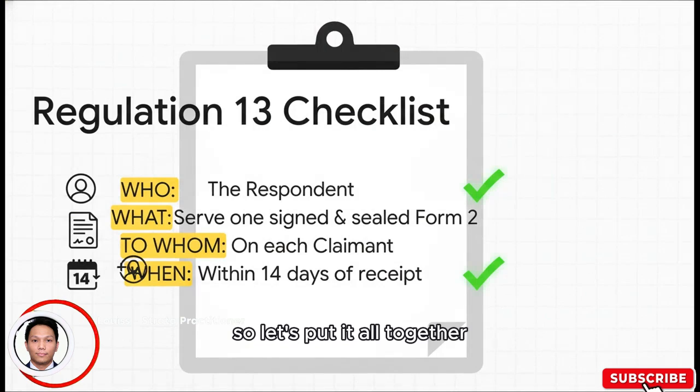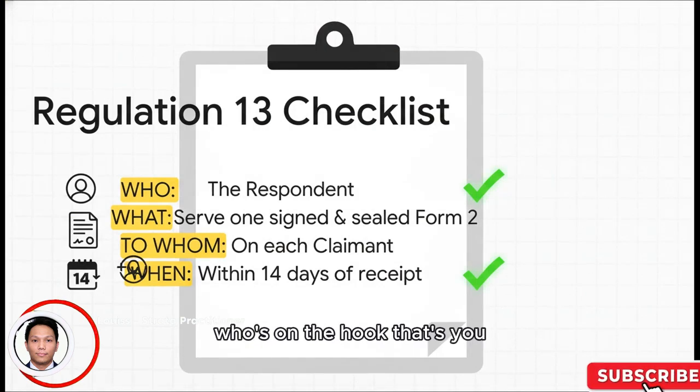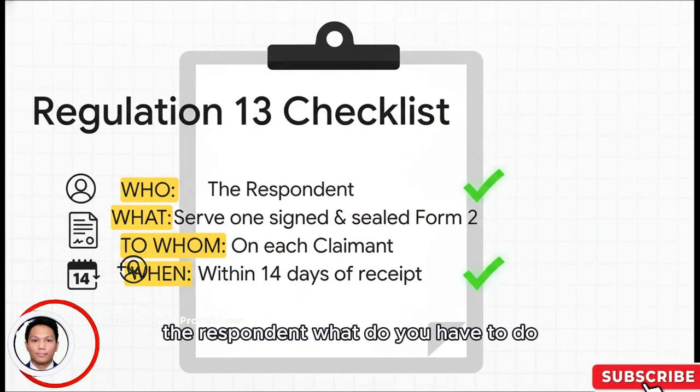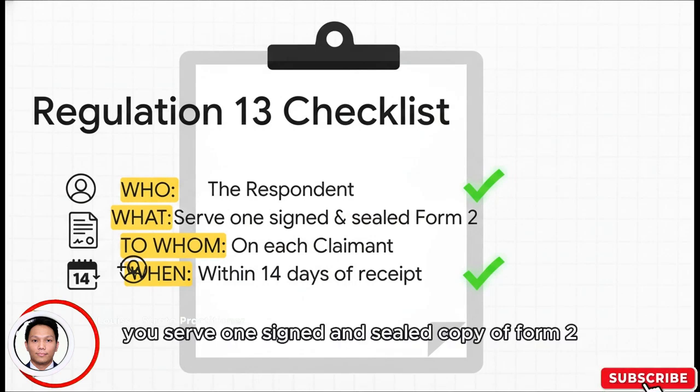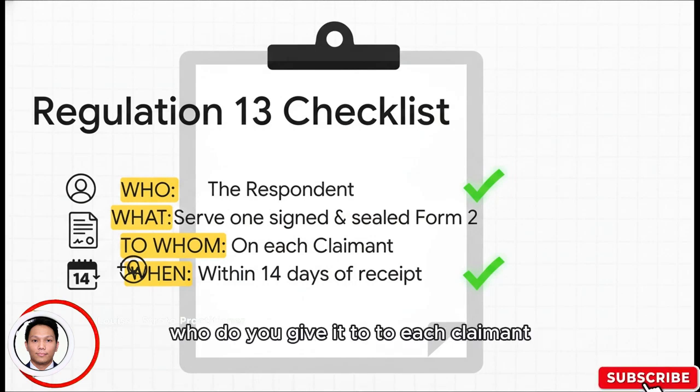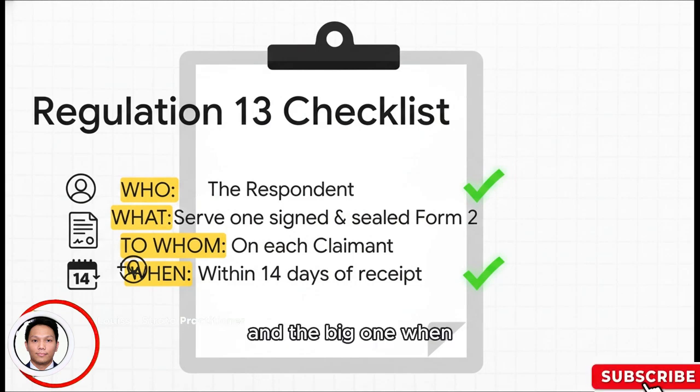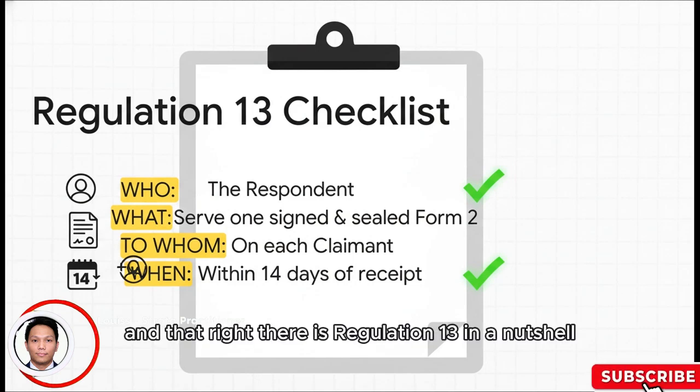So let's put it all together. A simple little checklist. Who's on the hook? That's you, the respondent. What do you have to do? You serve 1 signed and sealed copy of Form 2. Who do you give it to? To each claimant. And the big one, when? Within 14 days of getting it. And that, right there, is Regulation 13 in a nutshell.